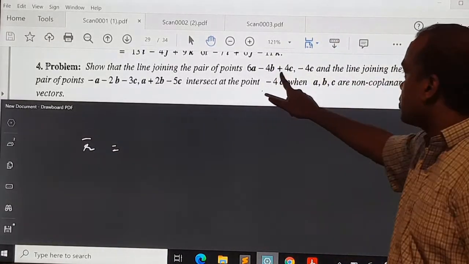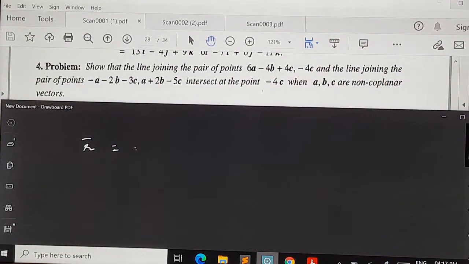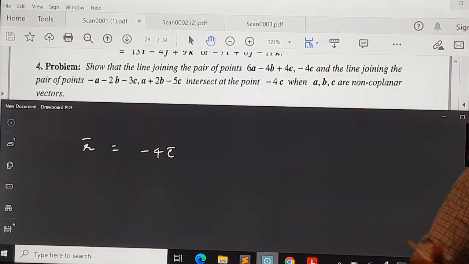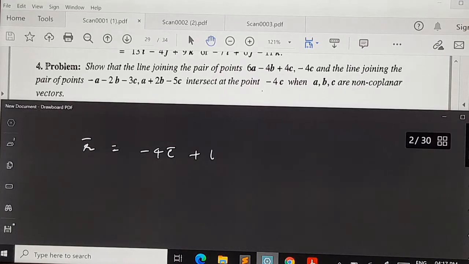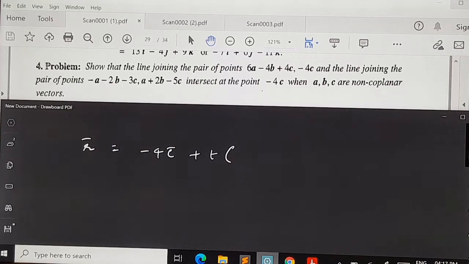Okay, this minus this gives me a vector along the line. So r bar is equal to a bar, meaning the point I am taking. You can see that it is easy for me if I take the point as minus 4c bar. So I can take any point; I am taking this point, minus 4c bar, and then plus t into a vector along the line. Simply take this minus this, I get a vector along the line. So that is 6a bar minus 4b bar plus 8c bar. I have a vector along the line.